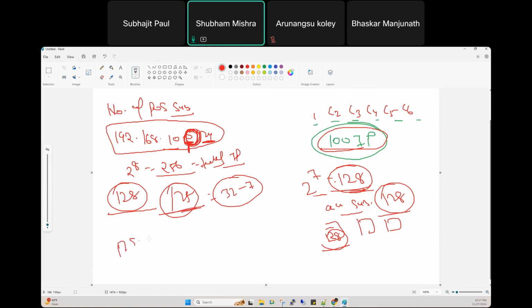So how can you calculate the block size? 2 to the power n, 2 to the power 7 is equal to how much? 128. So usable IP addresses will be 128 minus 2, that is 126. My requirement will be fulfilled. There is no problem. Right? Yes.